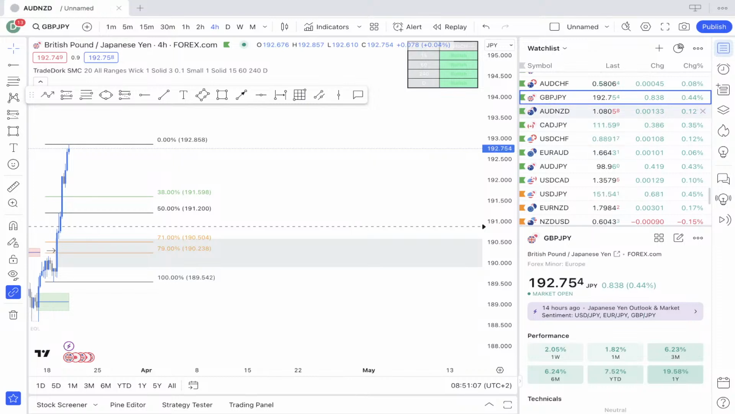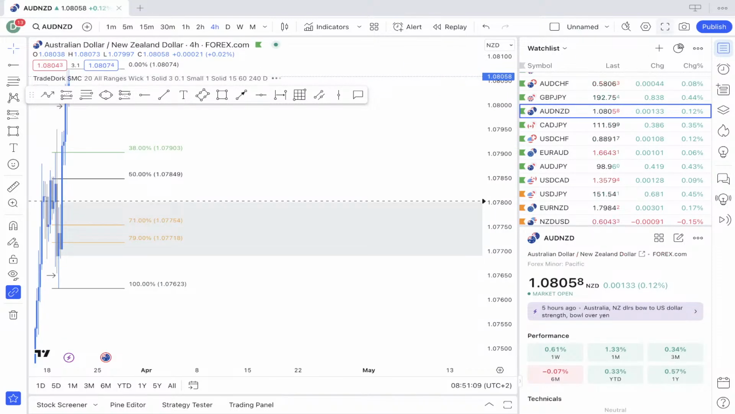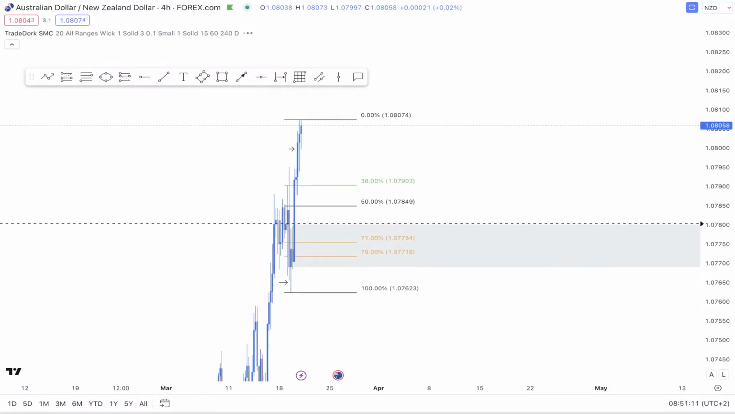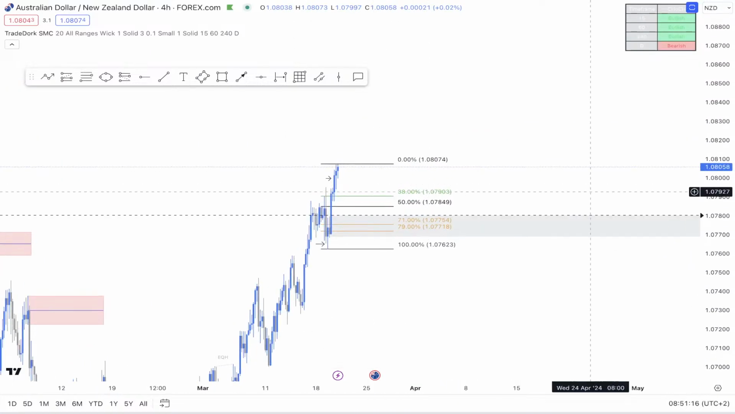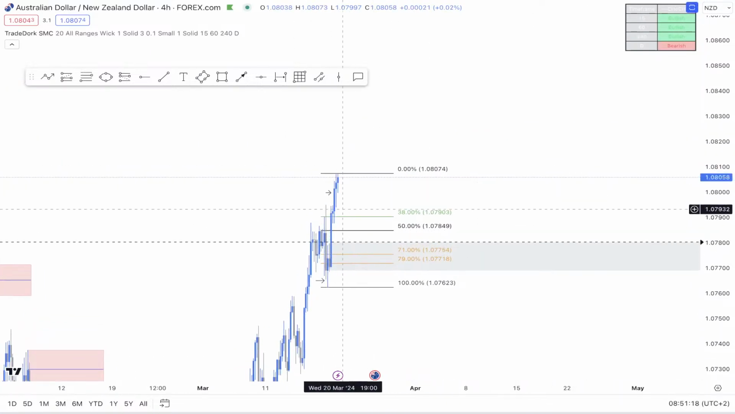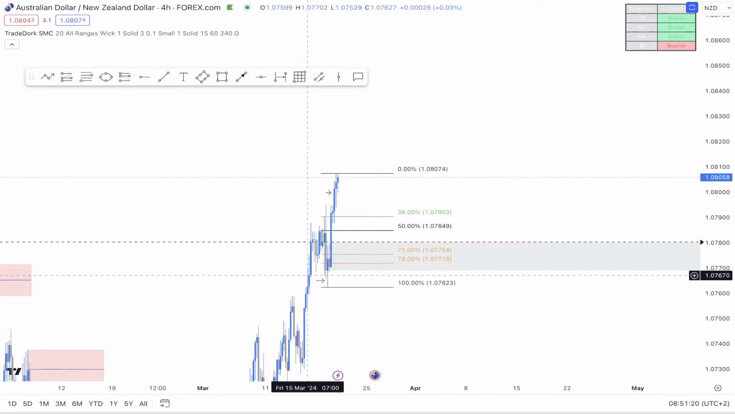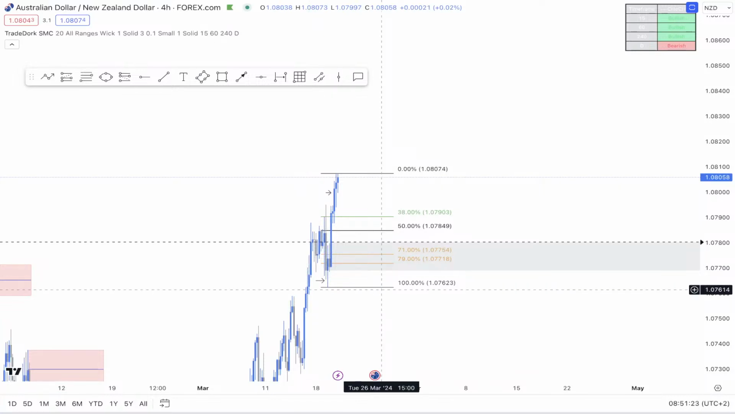Okay, towards the fire zone. Next up, we have AUD NZD with another bullish opportunity. Okay, we have a continuation of this overall upwards push with an impulsive break of structure right here. Before the break of structure, price swept liquidity as well, which is a great added confluence.